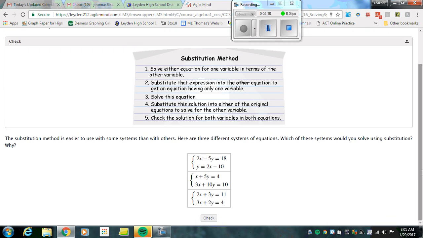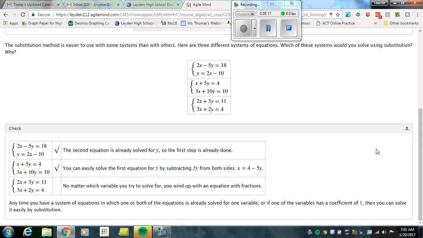So now let's look at the 3 systems of equations because they have 2 equations and decide would they be good for substitution or not. The first one is yes, because the second equation already has y by itself, so there's no more work you have to do for that. The second equation also you can solve easily.